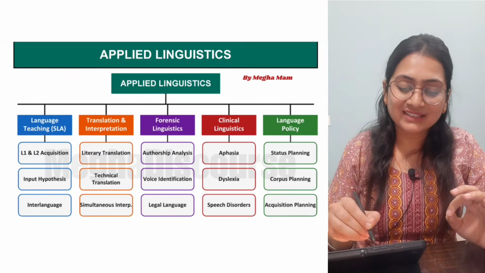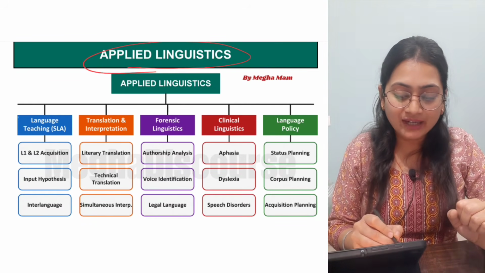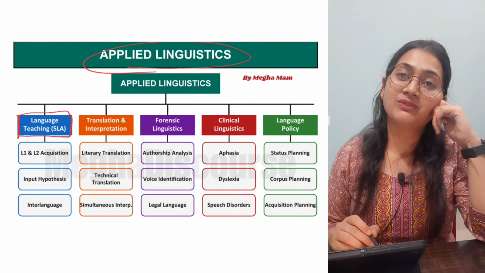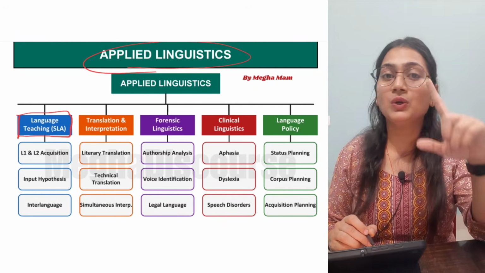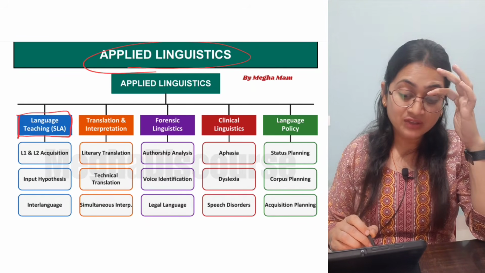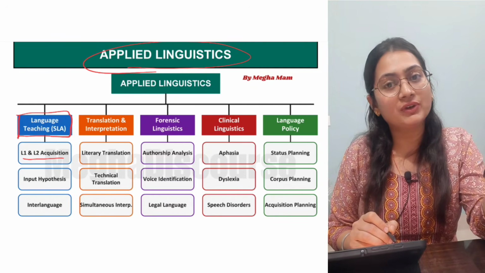Okay, what is applied linguistics? That is, to apply something. Here we have language teaching, that is, second language acquisition. Now you will tell me, second language acquisition, it comes under sociolinguistics. No, the reason comes under sociolinguistics. Okay, so second language acquisition is how we learn from language 1 to language 2.